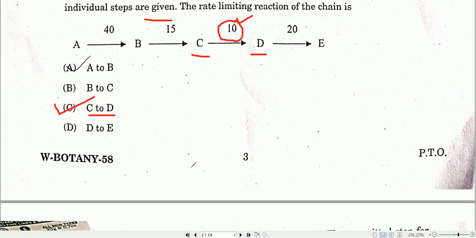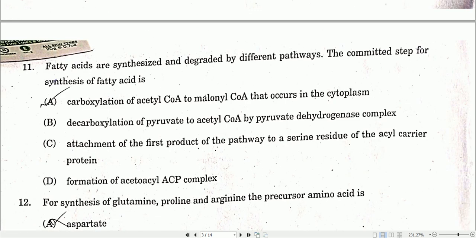Okay. Coming to question number 11. Fatty acids are synthesized and degraded by different pathways. There are different kinds of pathways. And the committed step for synthesis of fatty acid is the carboxylation of acetyl coenzyme A to malonyl coenzyme A, which occurs in the cytoplasm. That will be the correct one. So option A will be the correct one.